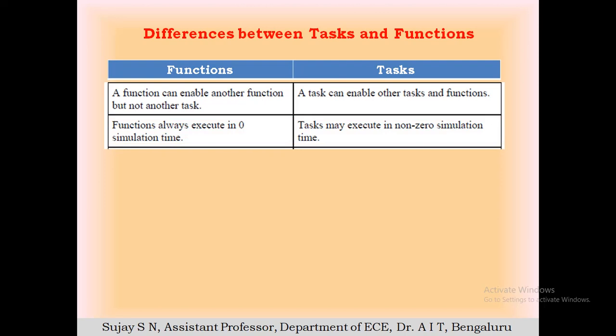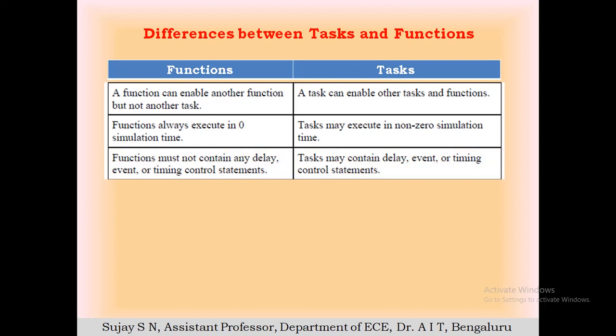Functions always start executing at zero simulation time, and tasks may execute in non-zero simulation time also. Means a task will be having delays. Functions must not contain any delay, and they will not be containing any event or timing control statements also. Tasks may contain delay, event, timing control statements. Means the behavioral modeling, event controls and all we can write within the task, but we can't write within the function.